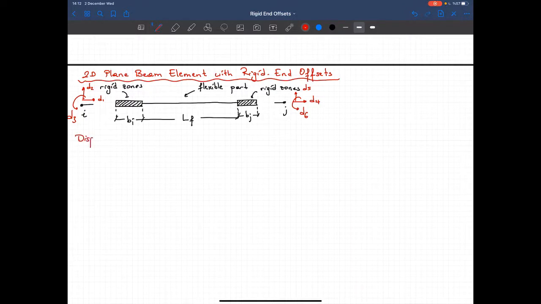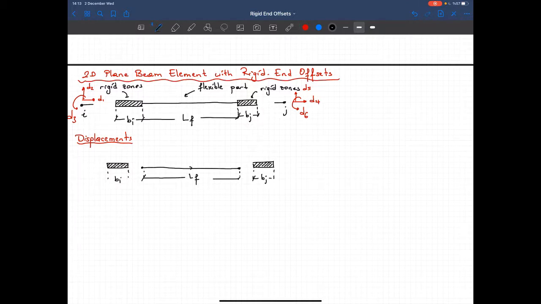Now I'll start with the relationship between the displacements. So I'm just dividing this member into 3 pieces. At the middle I have a flexible member, whose length is LF. Then here I have a rigid member whose length is bi, and at this end again I have a rigid member whose length is bj.